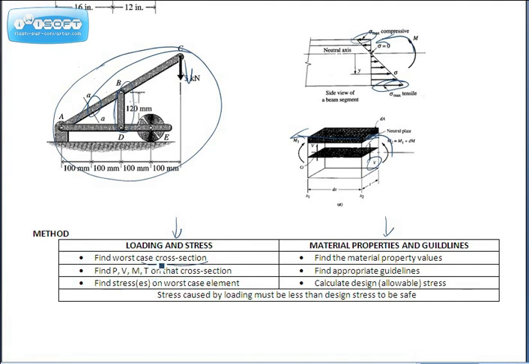After you've identified the worst case cross section, you do your statics to find all of the loading conditions that exist on that cross section: axial, transverse shear, moment, and torque. And then you find the worst case stresses, if there are more than one, the element that has the worst case stresses.